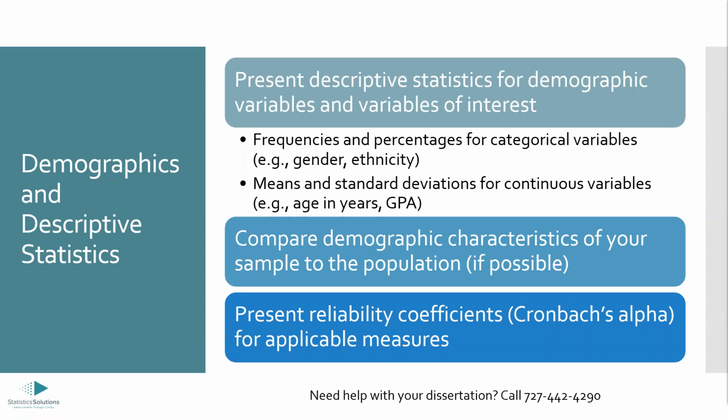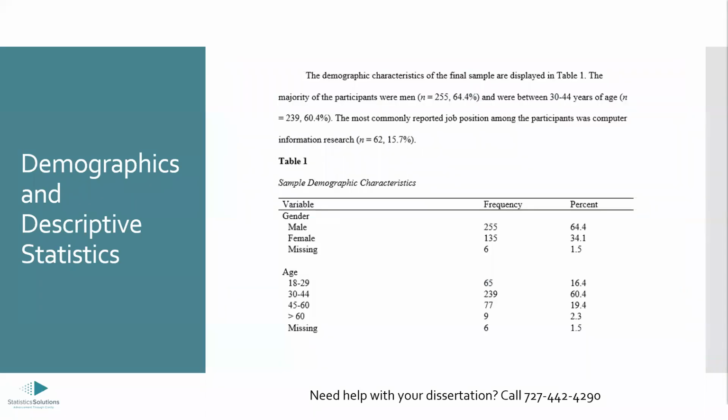And then finally, if you have survey instruments, for instance, that use Likert scales or multiple items to measure a construct, you may want to present reliability coefficients for those measures. So some schools will require you to compute reliability for measures to report in your own study. So you may need to report Cronbach's alpha for measures to which that applies. And so here are just some examples of how you might present the descriptive statistics for your study.